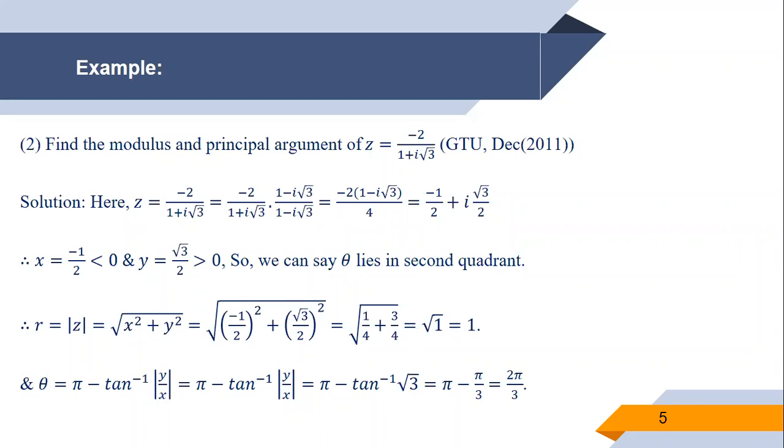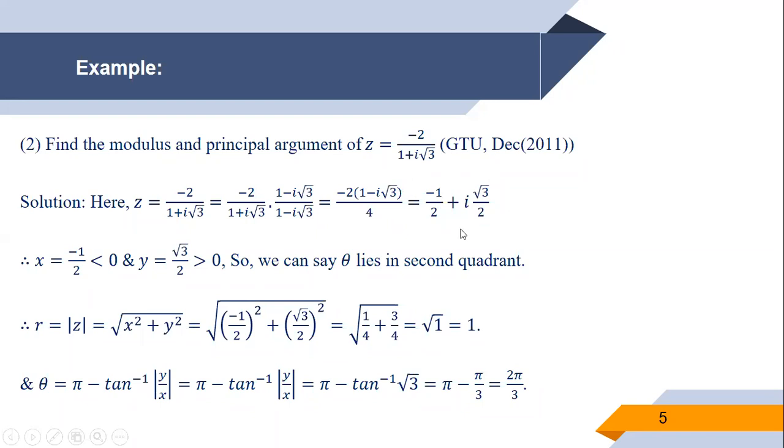So mod of z is equal to r, the modulus, and argument of z is theta. Z is equal to minus 2 upon 1 plus i root 3. Now we convert this complex number into a simple form, that means the real part plus i into the imaginary part. Obviously we multiply and divide with the conjugate, because the denominator is a complex number 1 plus i root 3. So we multiply 1 minus i root 3 and divide. In the denominator, a plus b times a minus b gives a square minus b square, so 1 square minus root 3 square is nothing but 4. In the numerator we multiply both, and then we get minus 1 by 2 plus i root 3 by 2.